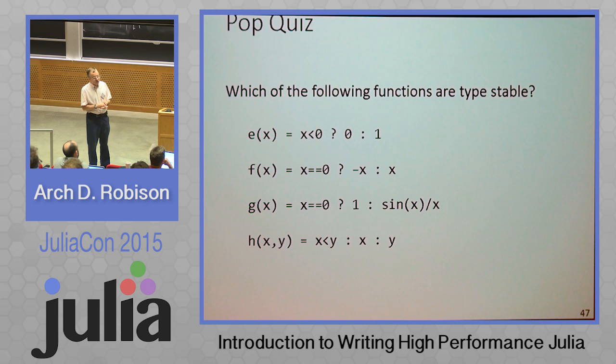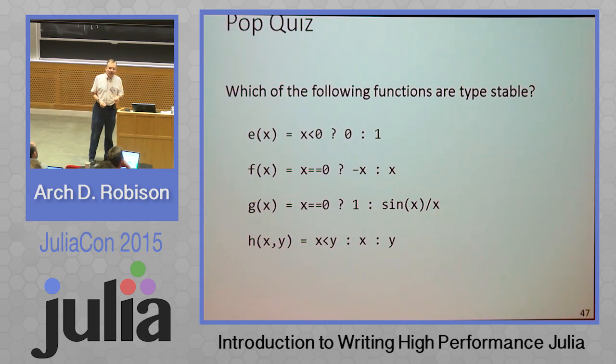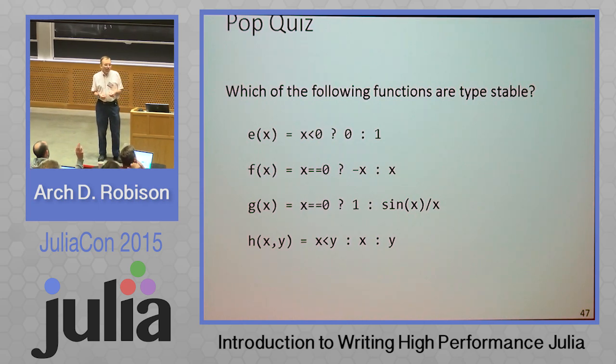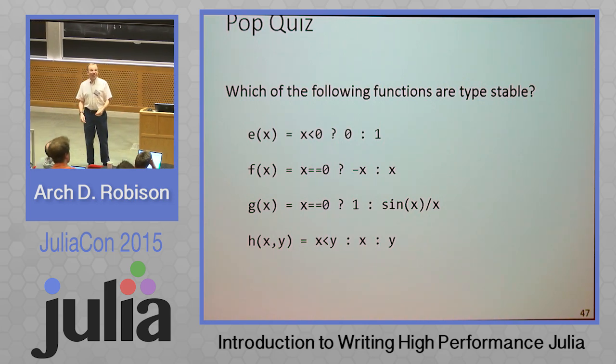It's going to return 0 or 1. They're both integers. Yeah, that one's a no-brainer. What about the second one? How many people think it's type stable? How many people think it's type stable most of the time? Anyone want to call out, when would it not be type stable?